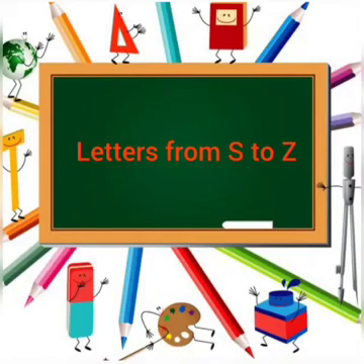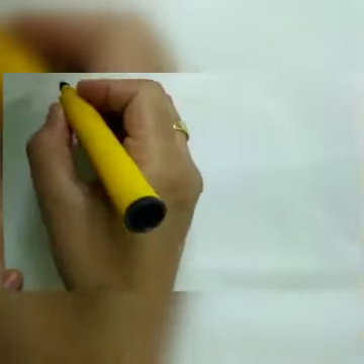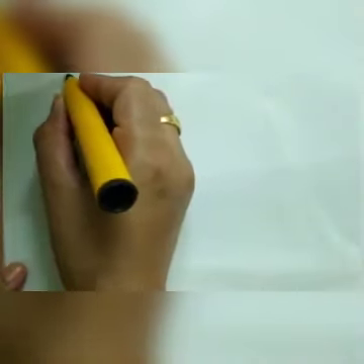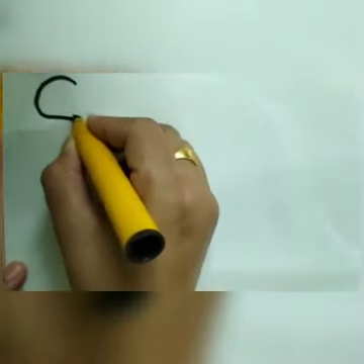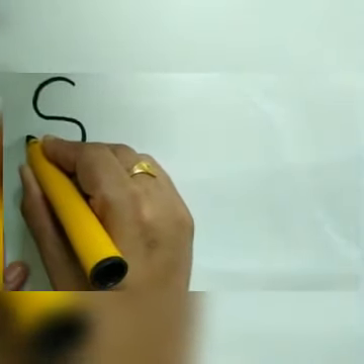Let's have the jollification of letters. In this video, we'll learn how to make easy drawing from letters S to Z. So first of all, we make capital letter S. We start from here and make capital S like this. Now, let's learn how to do drawing with letter capital S.